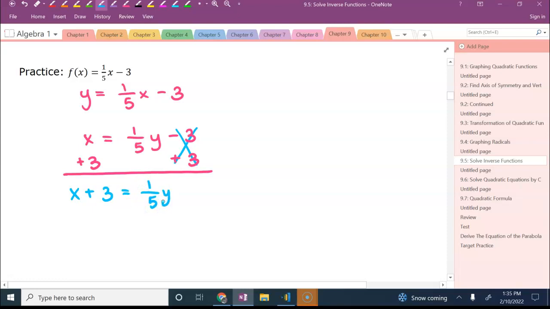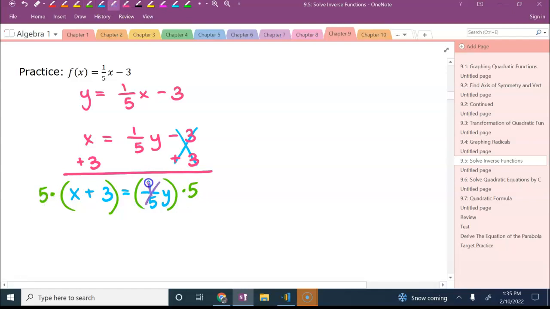Now some of you may have gotten stuck with the fraction. Remember, when you're dealing with fractions, we don't want to divide by a fraction because that gets really complicated. So instead you want to multiply by the reciprocal. So I'm going to take both of these sides times the reciprocal of 1/5, which would be 5 over 1, or just 5.